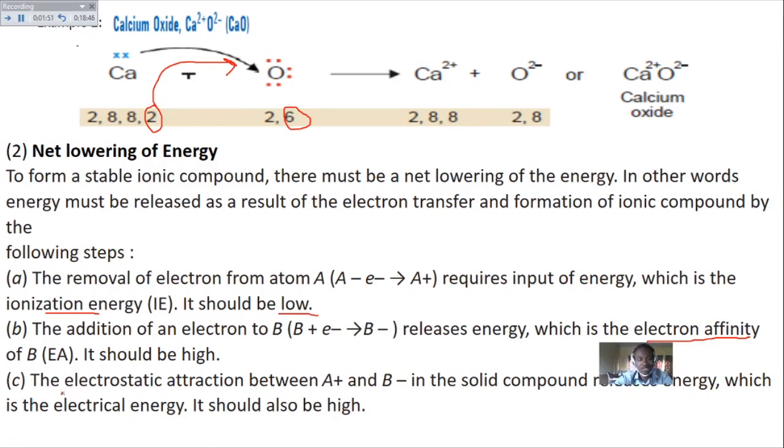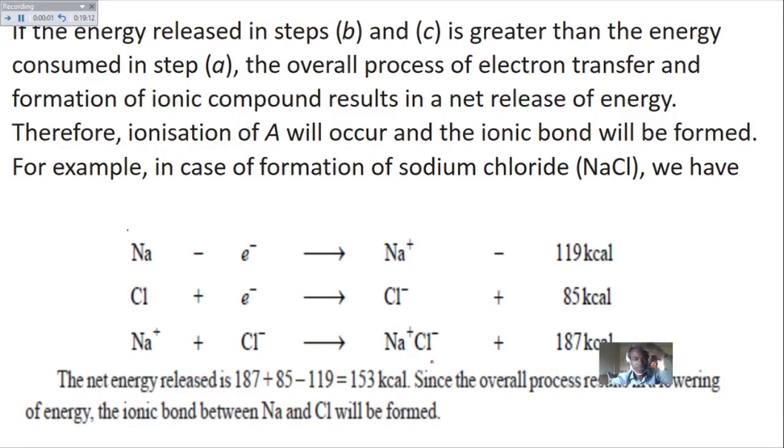And aside from this, we talk about electrostatic attraction energy, which is the electrical energy. It must be very, very high as well. When I talk about electrostatic attraction, unlike charges attract each other, and the tendency of attracting each other must be very high to form what we call an ionic compound, so that they will not go away. And if the energy released in B and C is greater than the energy consumed in A, the overall process of electron transfer and formation of the ionic compound results in an immense release of energy.